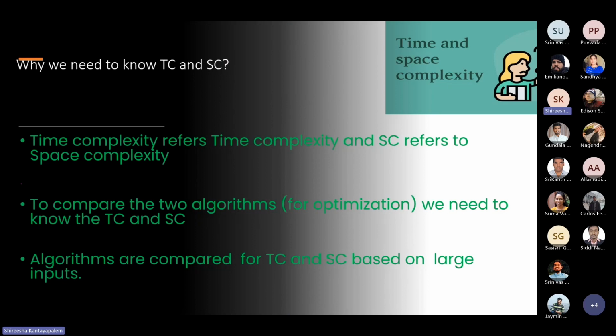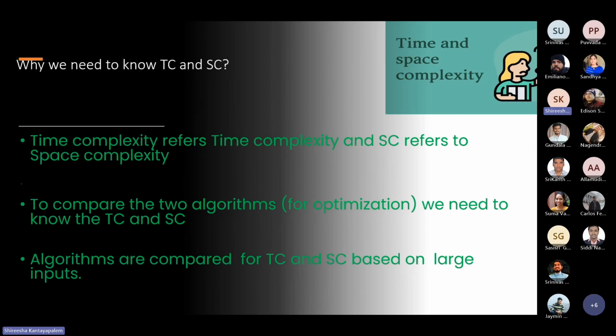Our next slide is why we need to know time complexity and space complexity. For code optimization measurements, we use time complexity and space complexity. That means how much time it is taking to run that block of code and how much space it is taking to run that block of code. Even if a code is taking less time for a small input, it does not mean that the code is optimized. You have to check how it behaves when large inputs are given. That is where time complexity and space complexity come into the picture.